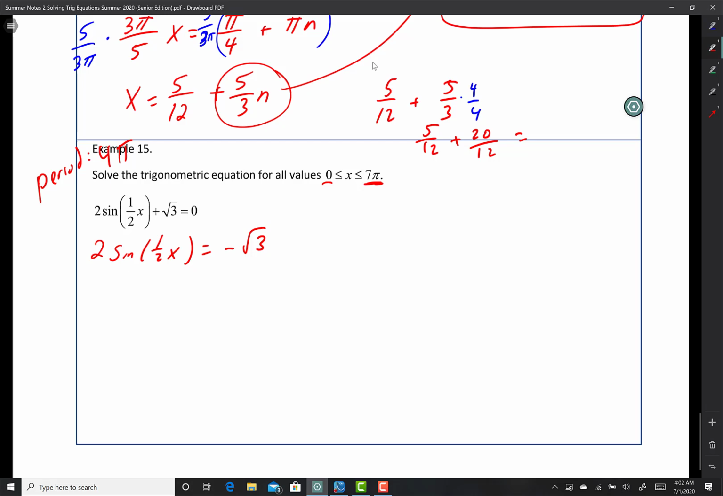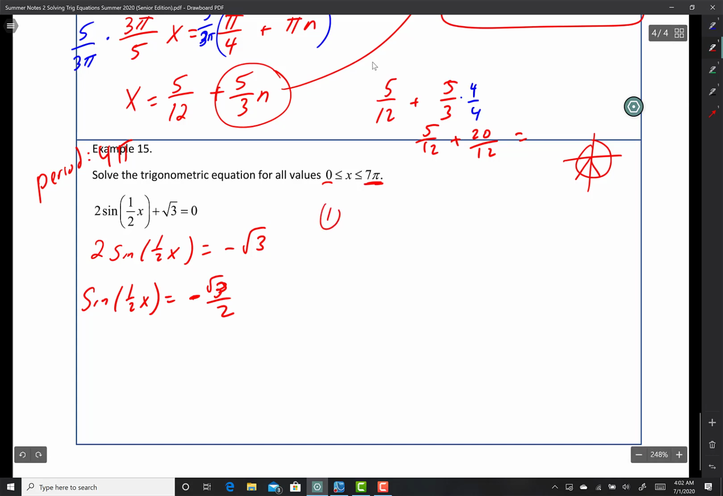All right, so now I'm going to divide both sides by 2. So I'm going to have sine of half x equals a negative square root of 3 over 2. And before I continue, I'm going to stop right here. I think it is a good stopping point. And I'm going to say, okay, where on the unit circle is sine negative square root of 3 over 2? So on the unit circle, sine is negative square root of 3 over 2 in these two locations. So what are those locations?